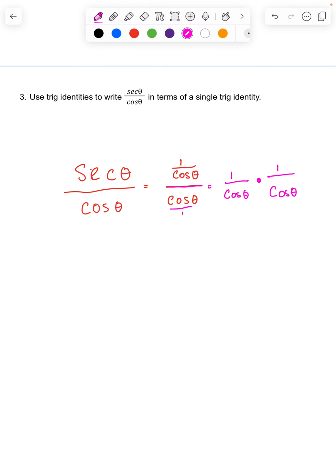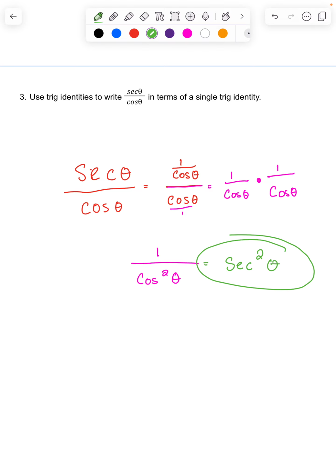When we simplify this, 1 times 1 is just 1. Cosine theta times cosine theta is cosine squared theta. Some of you guys stopped here, but there is one more step. The last step is to do our trig identities. 1 over cosine is secant. So 1 over cosine squared is going to be secant squared theta. This is our answer to question number 3.